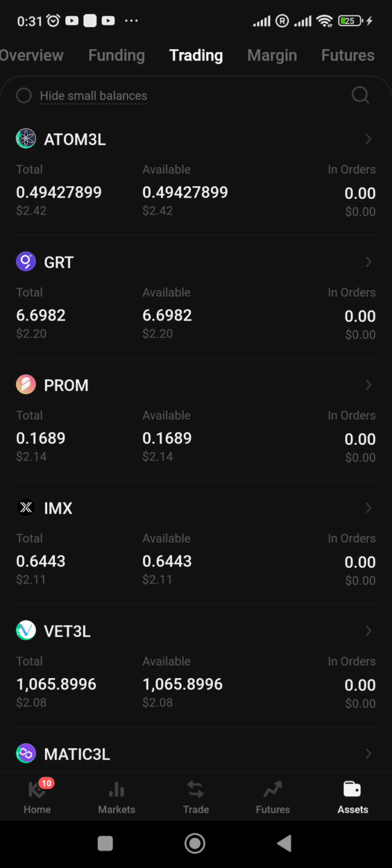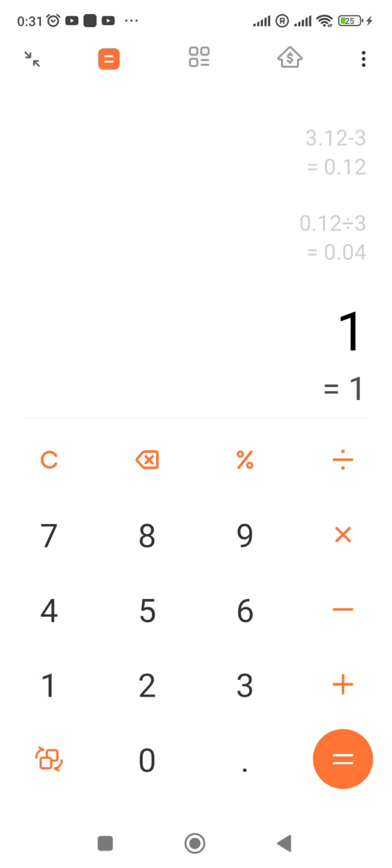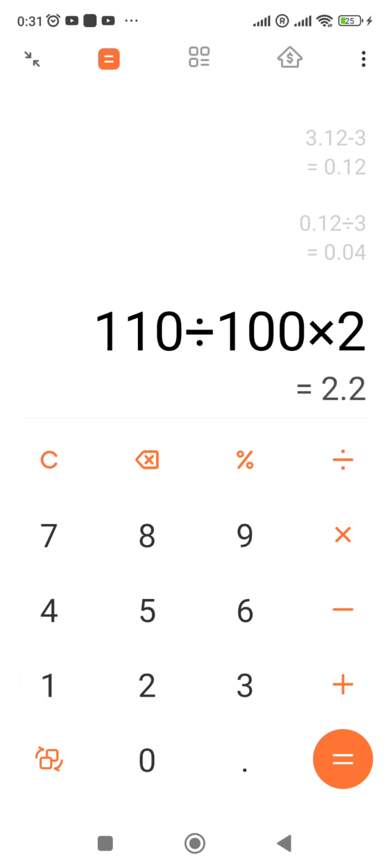If you look at it, 10% profit on 2 is 2.2, all right? But if you want to be sure, 10% profit means 110 divided by 100 times 2, 2.2, all right? 120% profit is 2.4. So as long as it's at least 2.2, I can sell, all right?